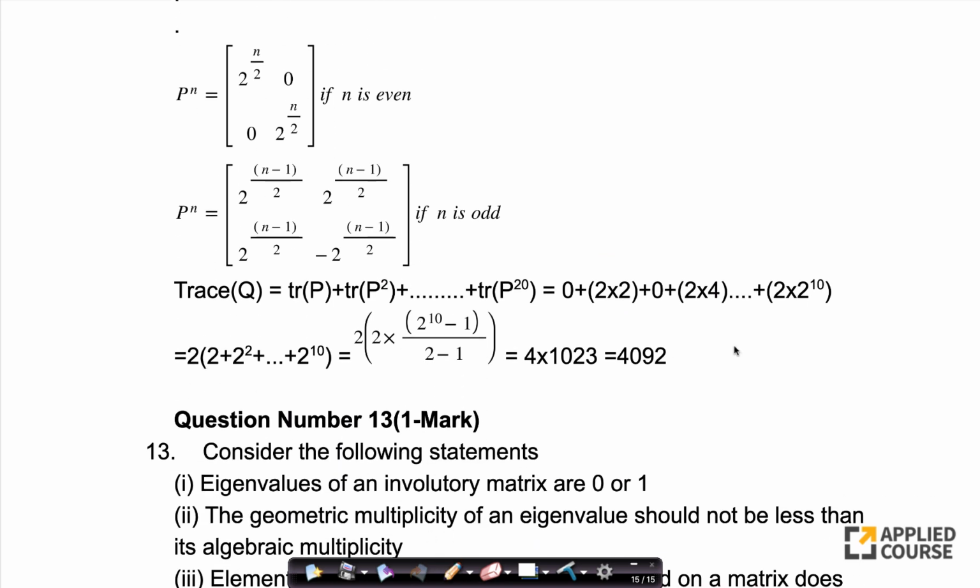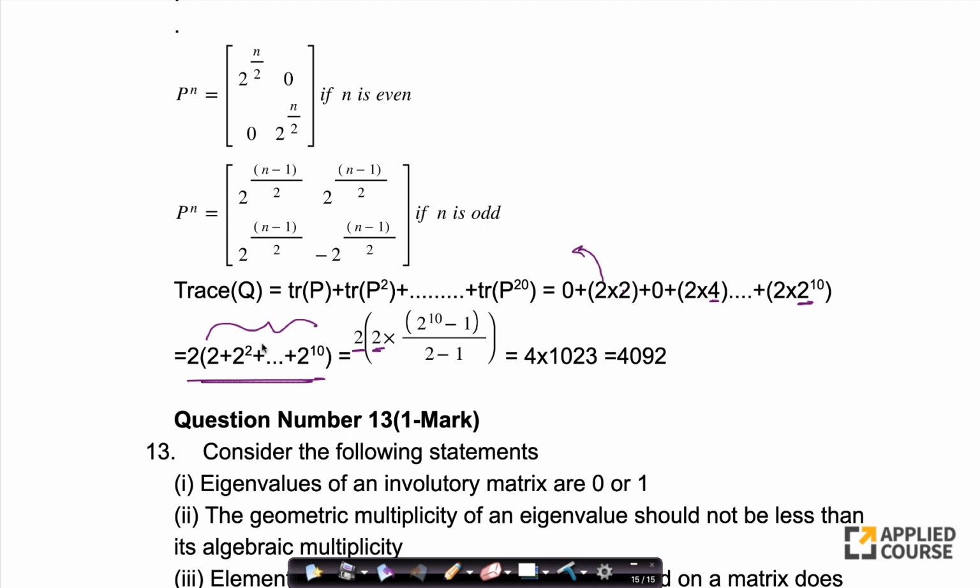From here onwards, it's very simple algebra, right? So you can write this as 2 into, I'm taking this 2 out, 2 plus 2 square plus so on up to 2 power 10. Now this is a very simple addition. This is basically an arithmetic progression, right? If you think about it, you can write this as an arithmetic progression. So you have the 2 outside, you have this 2 here, 2 power 10 minus 1 by 2 minus 1.